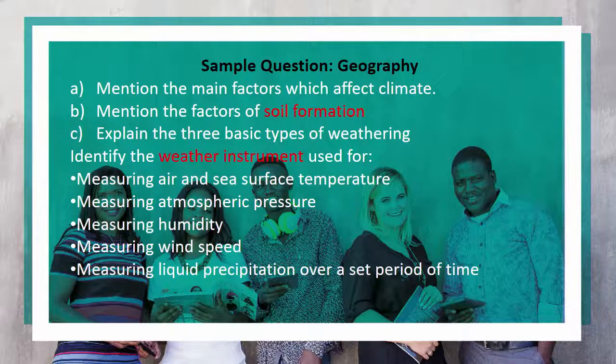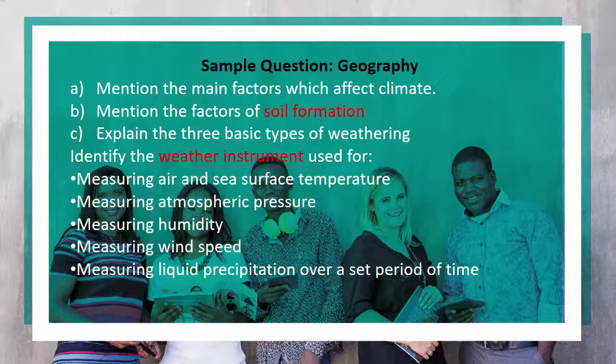Some other sample questions can be mentioned. You must mention the main factors which affect climate. Mention the factors of soil erosion or soil formation. Explain the 3 basic types of weathering, and identify the weather instruments that are used for measuring air and sea surface temperature, measuring atmospheric pressure, measuring humidity, measuring wind speed, measuring liquid precipitation over a set period of time.